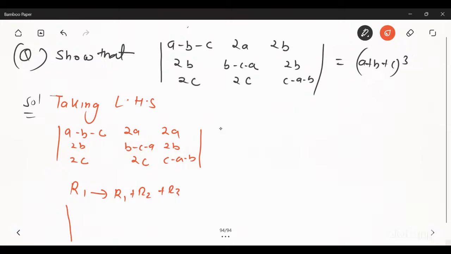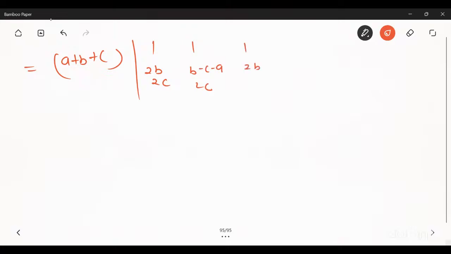So on applying this transformation, you will get a plus b plus c, a plus b plus c, a plus b plus c, 2b, 2c, b minus c minus a, 2c, 2b, c minus a minus b. Now taking a plus b plus c common from row 1, the value will become 1, 2b, 2c, 1, b minus c minus a, 2c, 1, 2b, and c minus a minus b.